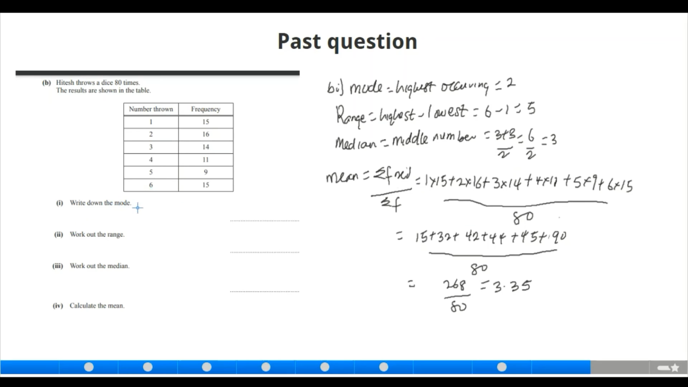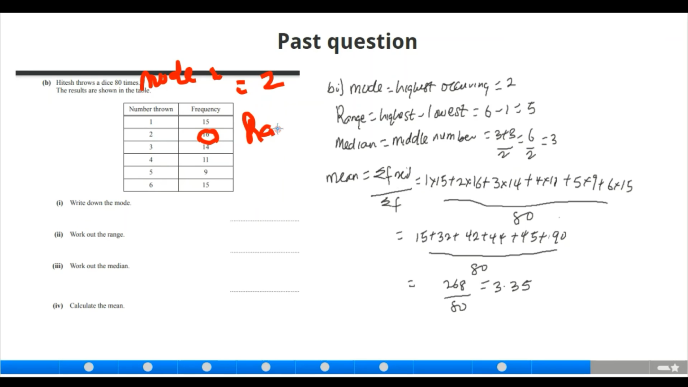So you have to write down the mode. From here, what is the mode? Mode is the highest occurring, okay? So the mode of this is what? I think it's 6 because 2 is the highest occurring here. If you look at this frequency, the mode is going to be 2. That is the highest number that is being thrown. Now, if you have to find the range, that is the highest minus the smallest.